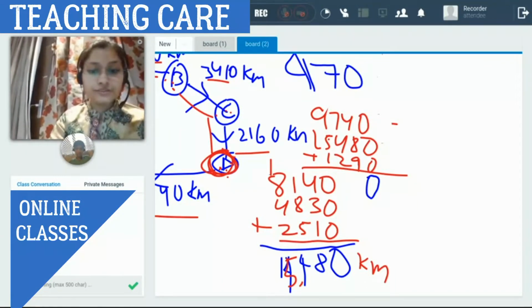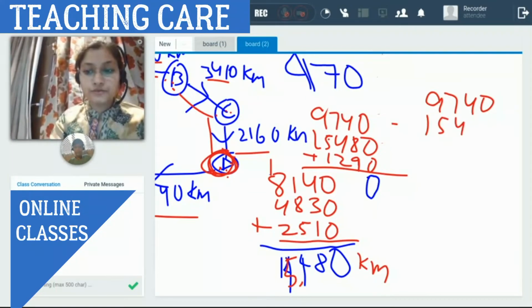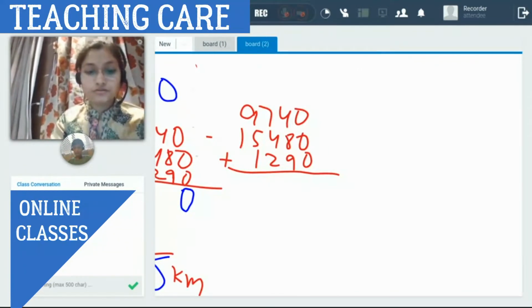Should I write it towards the right? Oh yeah, that will be easy for you. 15480, 1290. Now do this.